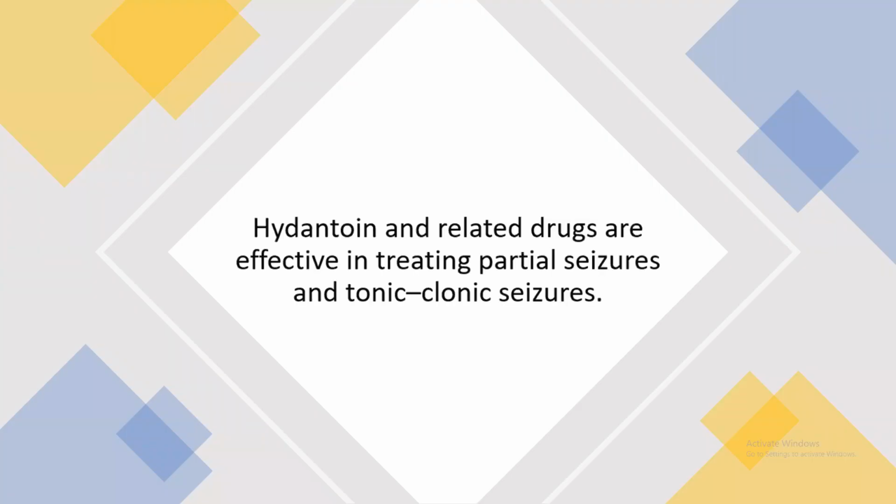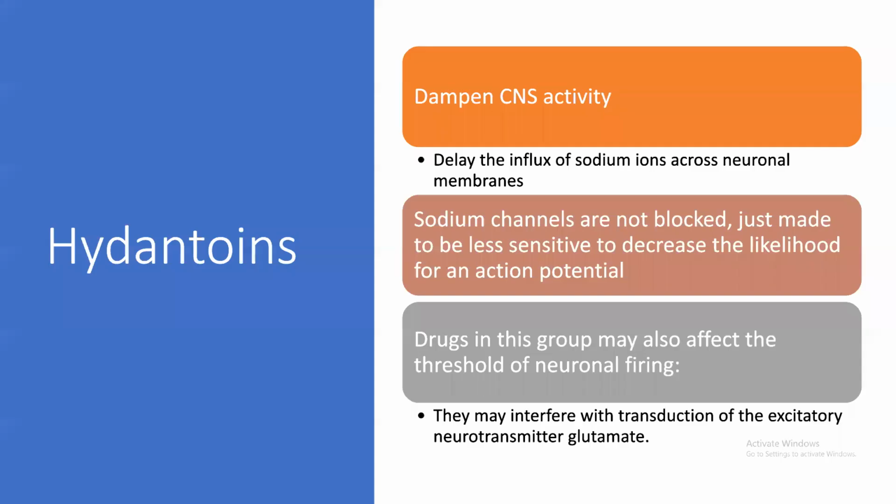Next are the Hydantoin drugs. So what do they do in the body? Hydantoin and related drugs are effective in treating the partial seizures and the tonic-clonic seizures. They dampen the CNS activity. They delay the influx of the sodium ions across the neuronal membrane. And the sodium channels are not blocked, just made less sensitive to decrease the likelihood of an action potential. And the drugs in this group may also affect the threshold of the neuronal firing, and they may interfere with transduction of the excitatory neurotransmitter called glutamate.